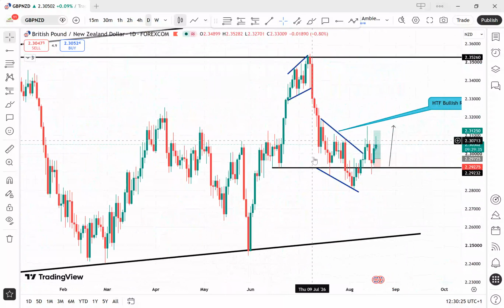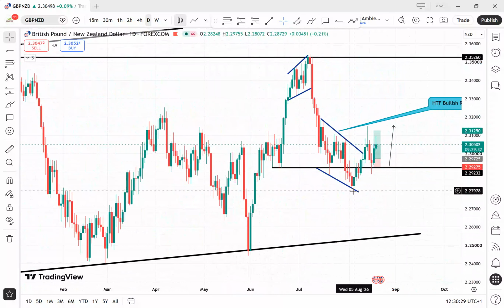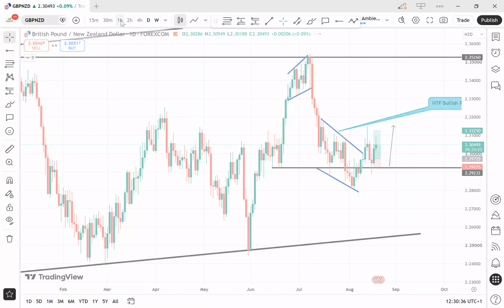We have this one with 1, 2, 3, 4, 5. So, expecting the price to push a bit higher. Going down to the mid time frame to see how we got into this trade.